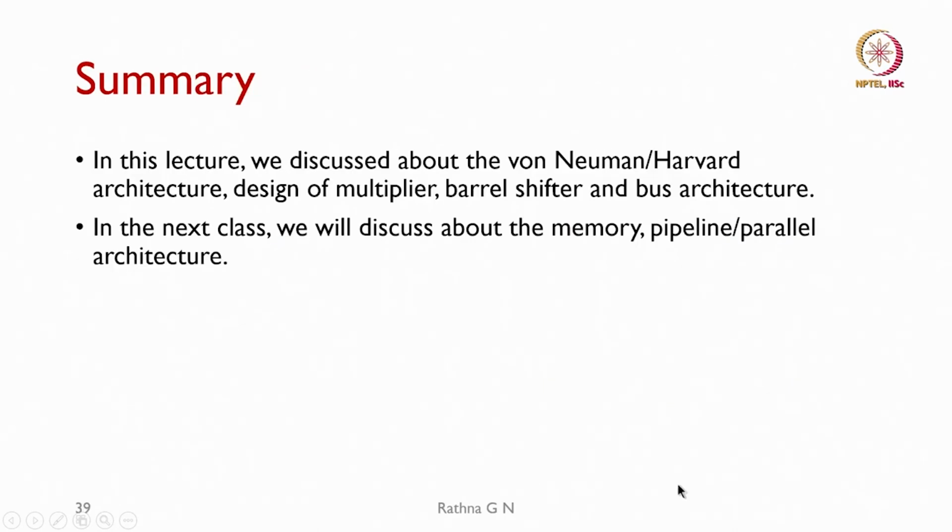How to fetch two operands. So, in summary of this class, we discussed a little bit on von Neumann and Harvard architecture, how we can design a parallel multiplier, and how we can do the shifting, parallel shifting, using a barrel shifter, and then the bus architecture we saw. So, whether we have to have a 2n bus or an n bus.